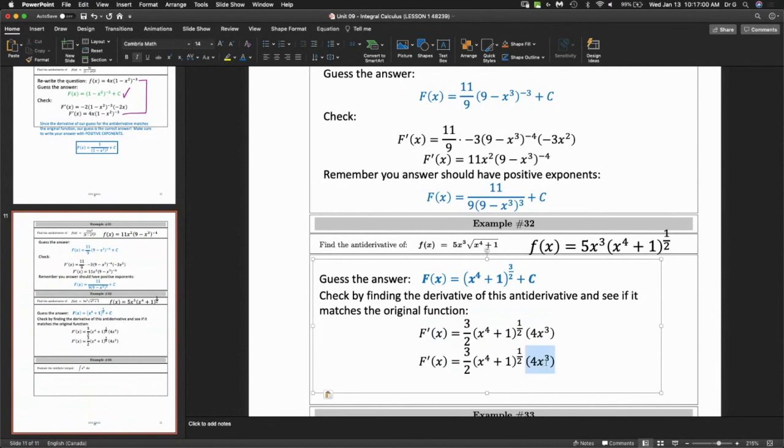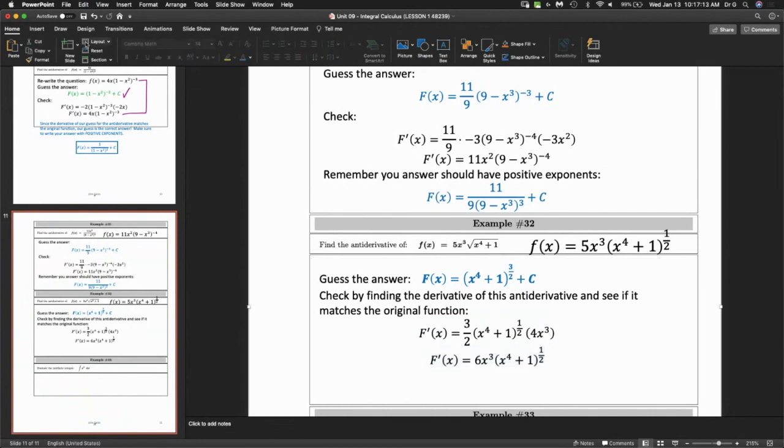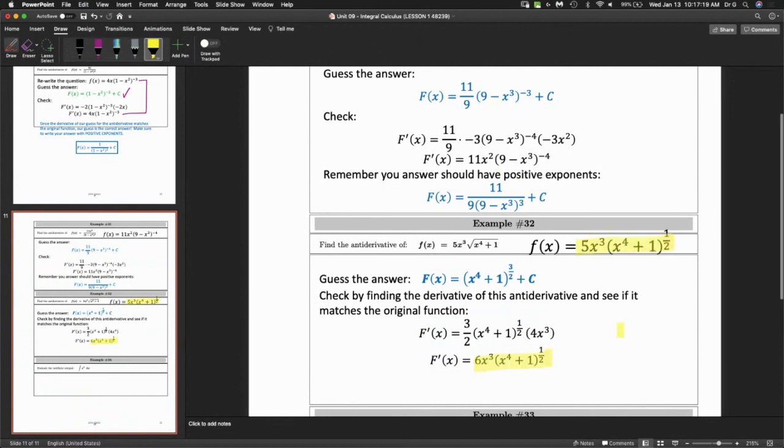So we're going to clean this up a little bit by bringing the 4x cubed over here and getting 6x cubed when you multiply all together the coefficient in there as well. So you get 6x cubed, and let's discuss. So, is this thing here the same as this thing here? Are they the same? Yes or no? No. Okay. Are they close? What's the issue? We have a 5 here, and we have a 6 here.